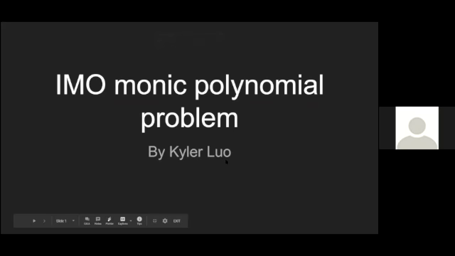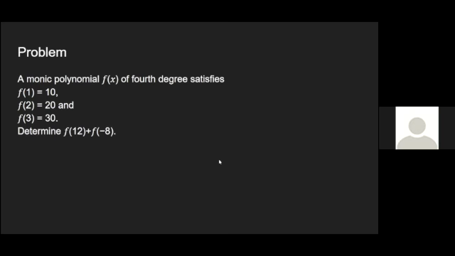I am solving a monic polynomial problem. The problem is: a monic polynomial f of x of fourth degree satisfies f(1) equals 10, f(2) equals 20, and f(3) equals 30. Determine f(12) plus f(-8).